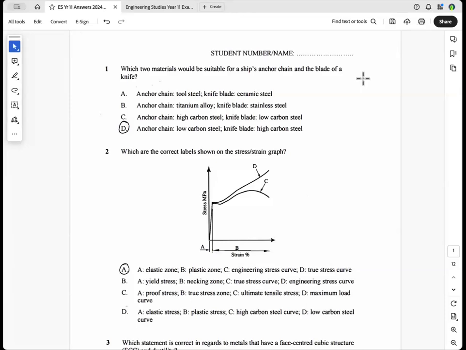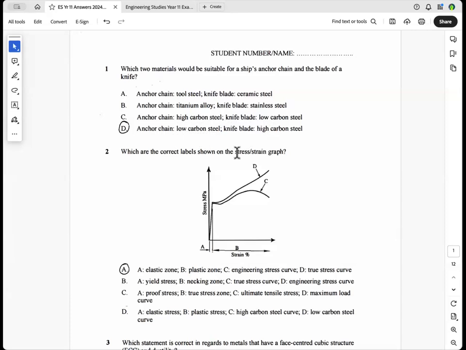First one, which two materials will be suitable for a ship's anchor, which requires toughness, and the blade of a knife, which requires hardness and be able to hold a sharp edge? So we're looking for toughness. The anchor chain would be a low carbon steel because it's got a lot of ferrite in it and therefore it is quite tough. And the knife blade would have to have a high carbon steel because it would have to have a lot of cementite in it and pearlite to provide a sharp edge.